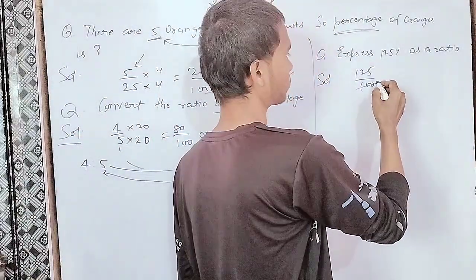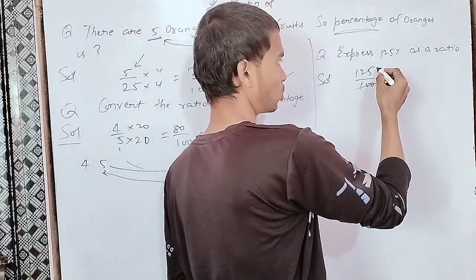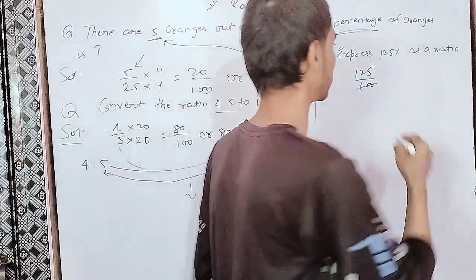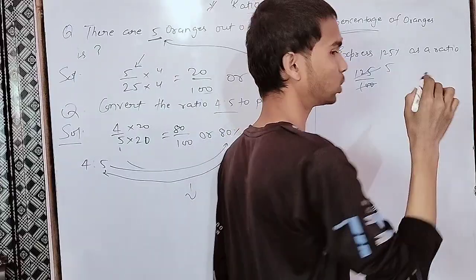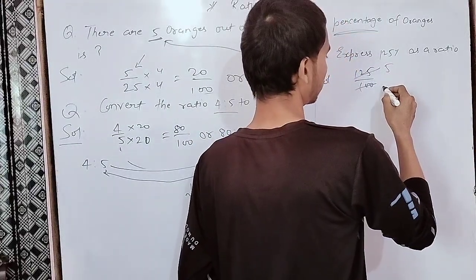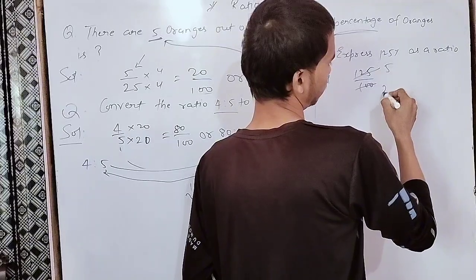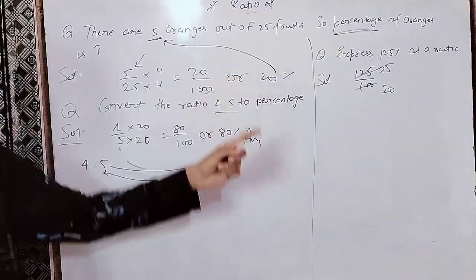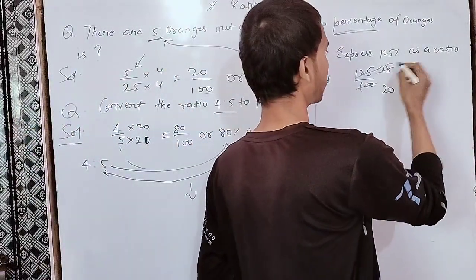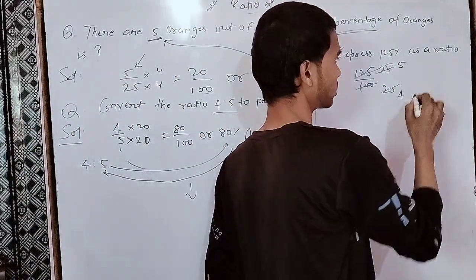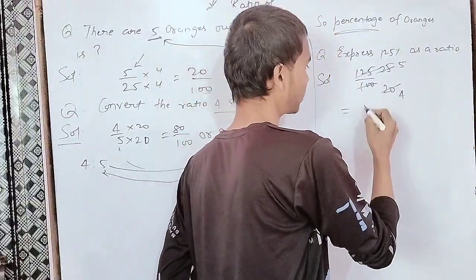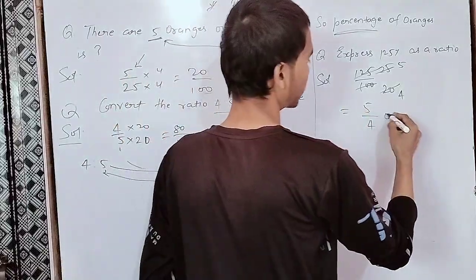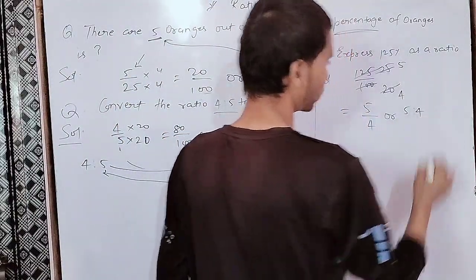How much? 25 and 25. 5 fives are 25, 5 fours are 20. So final is what? 5 upon 4, which is the ratio, and it is also written as 5:4.